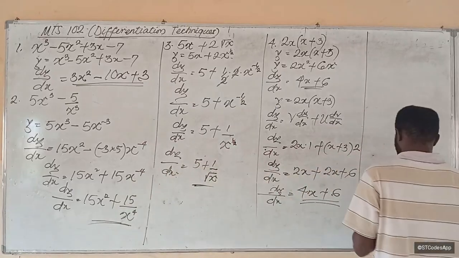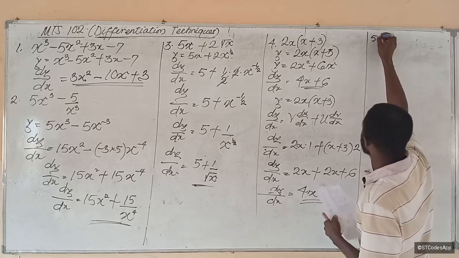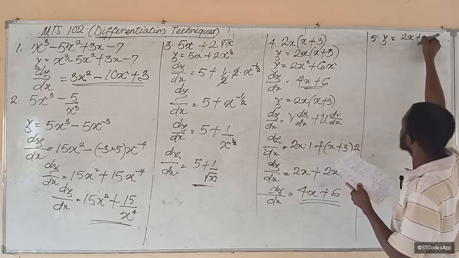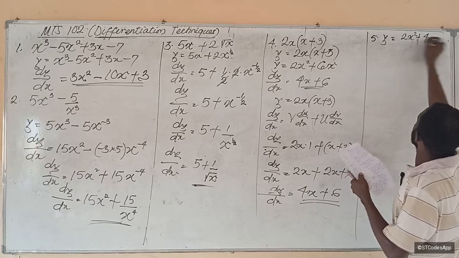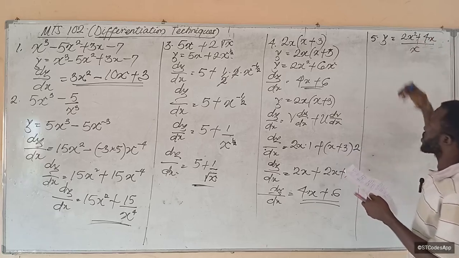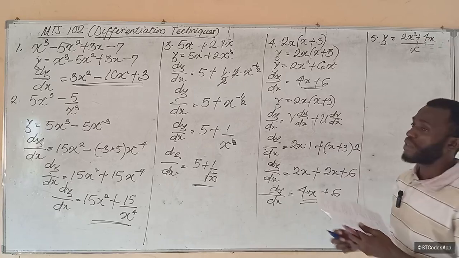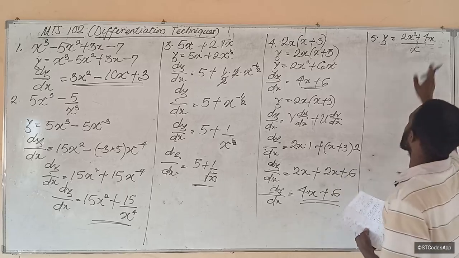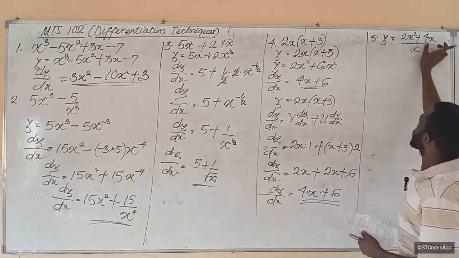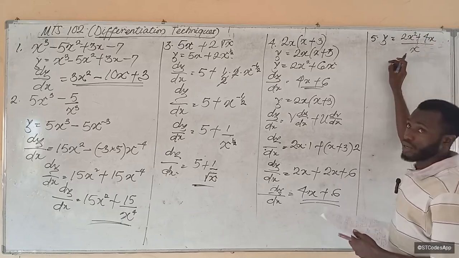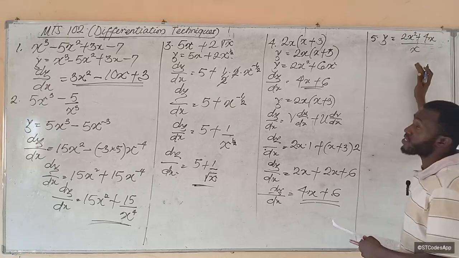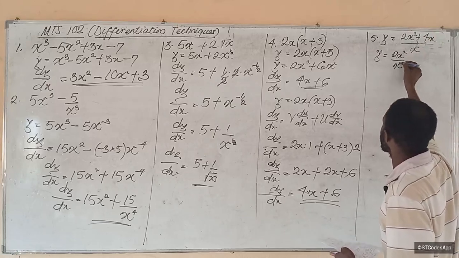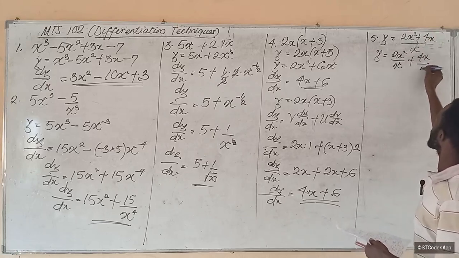The next one now says this. This is another typical question that will prompt a student to use quotient rule in this case, okay? If you want to use quotient rule here, it will take your time, waste your time. So what you should just do directly is divide the two expressions, or more like split this fraction, so that you have y equal to 2x squared over x plus 4x over x.